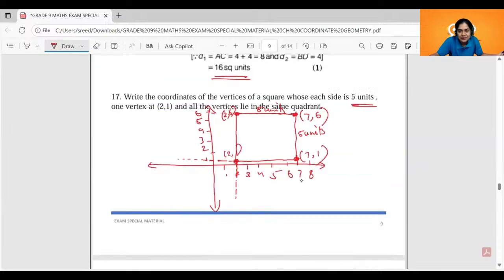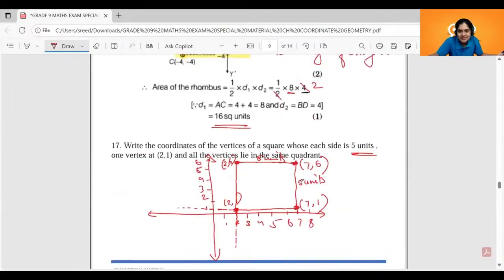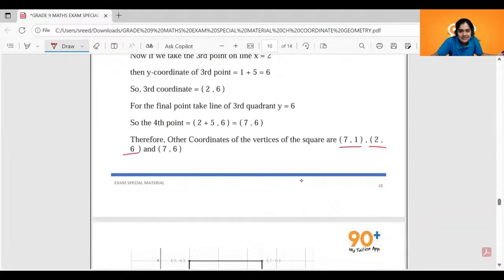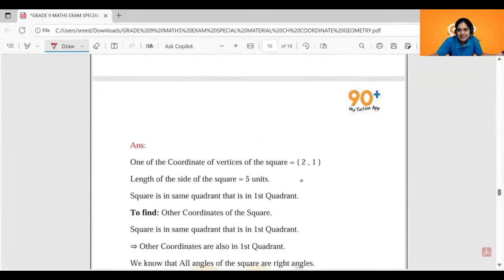Then comes 2, 6. That is there, correct. And the last point we got is 7, 6. Yeah, that's also correct. Now you can see the explanation. Okay, our points are right.